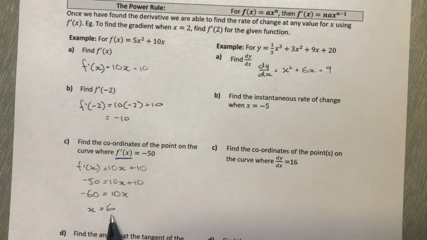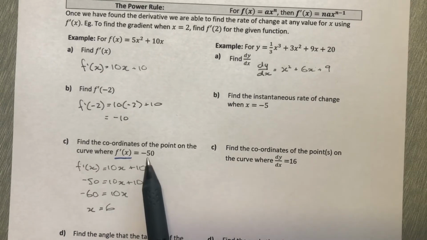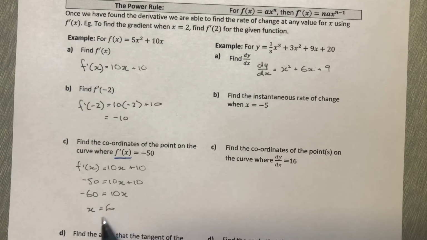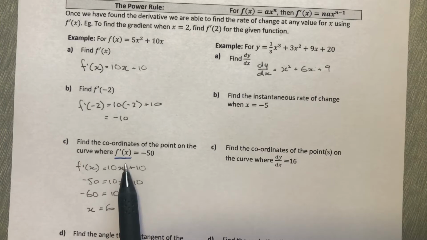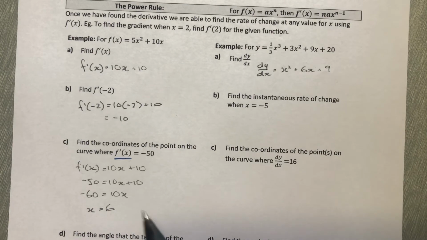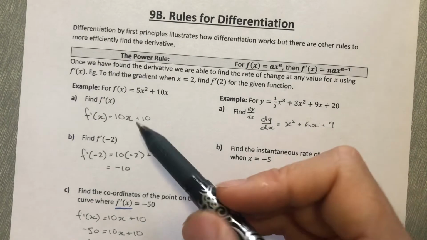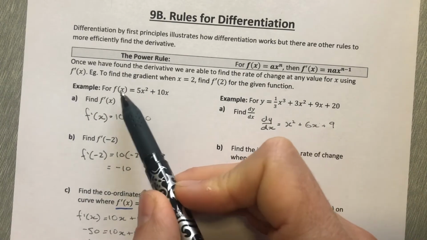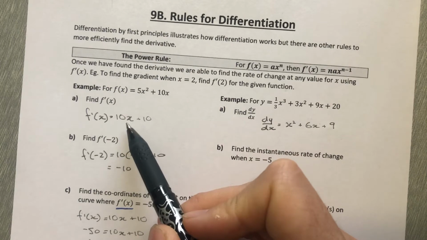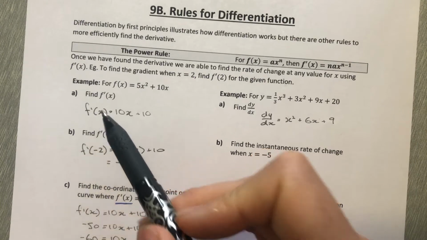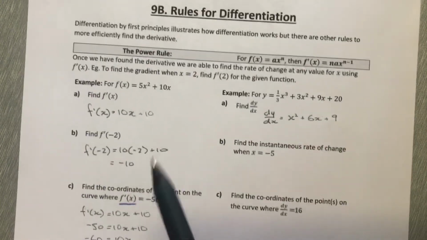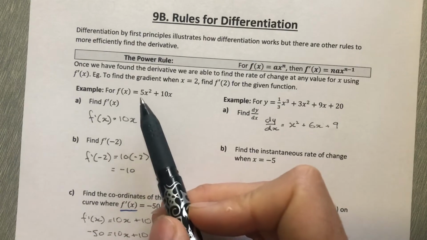Cool. So where the gradient is -50, our x value is 6. But we're not actually finished this question yet. It said find the coordinates of the point where the gradient's -50. We've found the x value, but we also need to find the y value because it's coordinates, isn't it? Now, I have a rule up here that compares x to y, and I have the derivative rule here which compares x to the gradient. Now, we want to find a y value, don't we? So we're going to have to use the one that talks about y. So this one here.